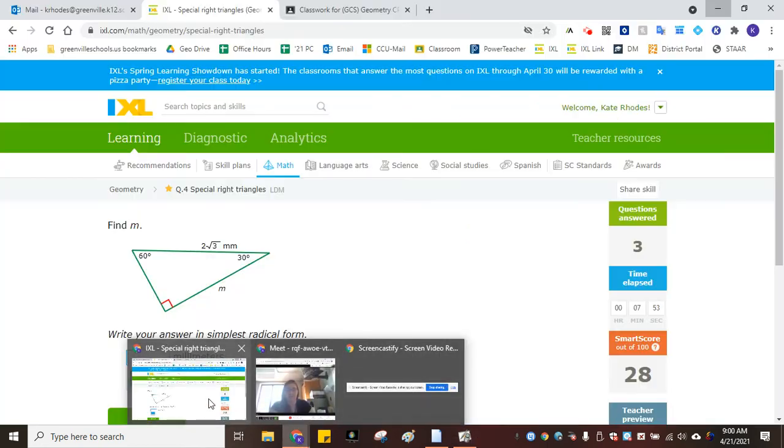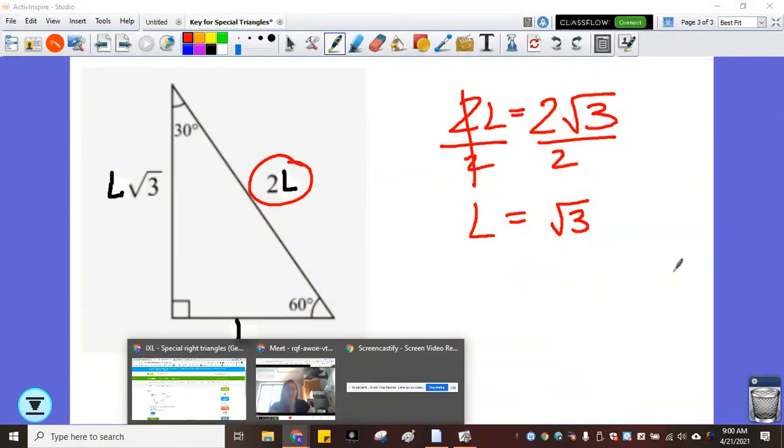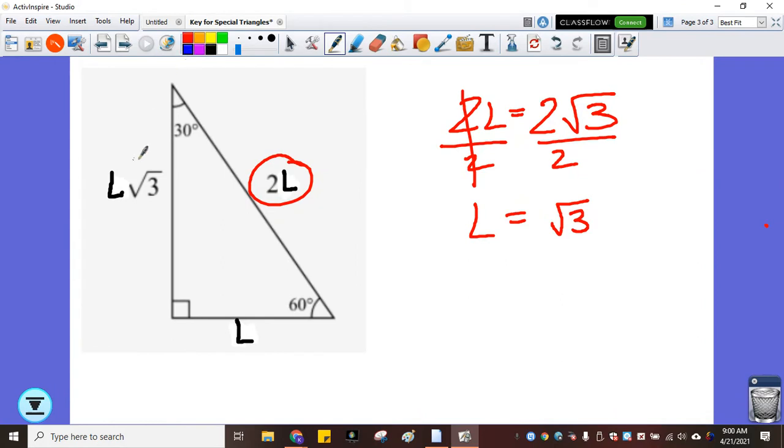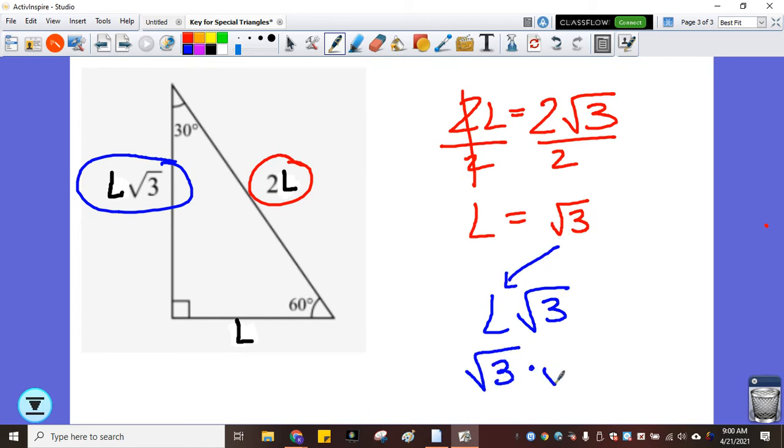And we are trying to find, sorry, I keep forgetting, the long side. So the long side is the side across from 60 degrees, and it's L square root 3. And we just found out that L is the square root of 3. So square root of 3 times the square root of 3. When you're multiplying radicals, you multiply what's outside together, the coefficients, and what's inside together. These are both under the radicals, so you can multiply them and get the square root of 9. And the square root of 9 is 3. So 3 is the long side across from 60.